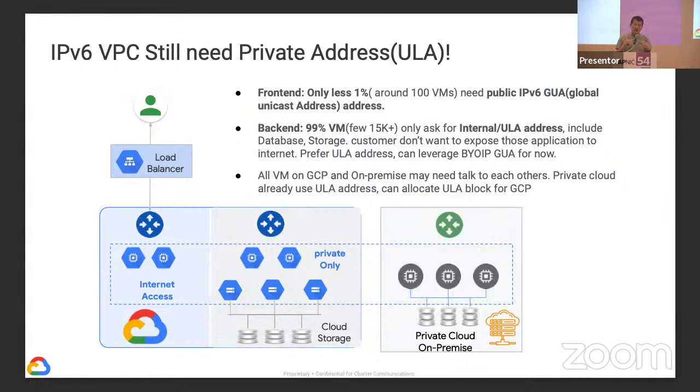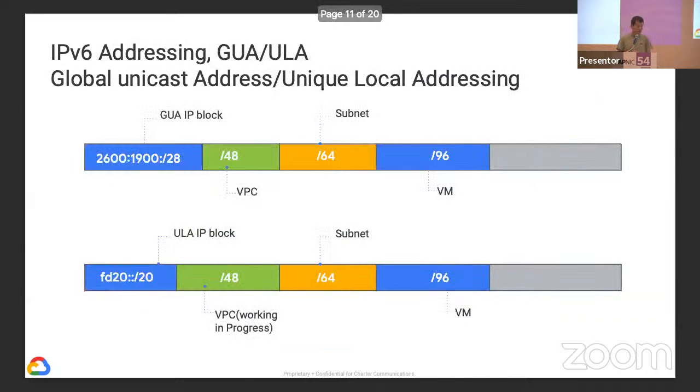If you have the ULA, you also need connectivity to talk to the public. How do you support the ULA and, in the meantime, access the public internet? If you look at this IPv6 address, Google was assigned 2600:1900::/28. This is a Google block here. Then we also have a ULA IP block from FD20 here.